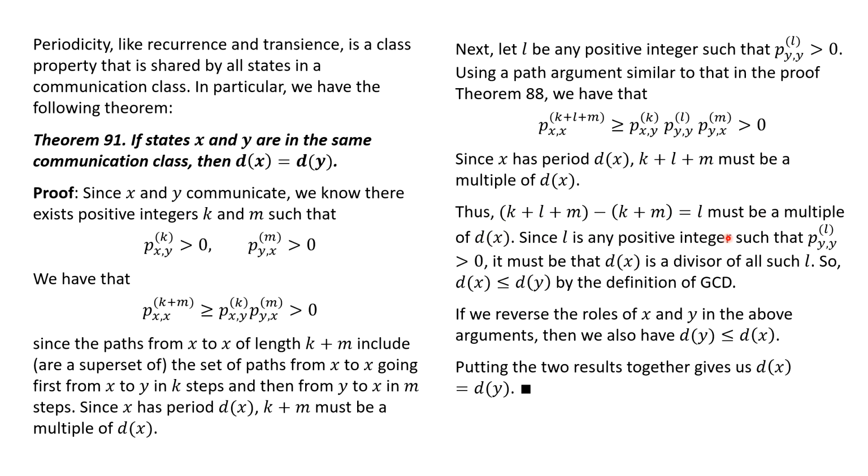And since L is any positive integer where this is true, it must be that dx is the divisor of all such L. And so dx, the period of x, is less than or equal to the period of y. That's by the definition of the greatest common divisor. And then we can just reverse the roles of x and y and go through the same argument, and then we'll have the period of y is less than or equal to the period of x, and of course that implies the period of x and y are the same.